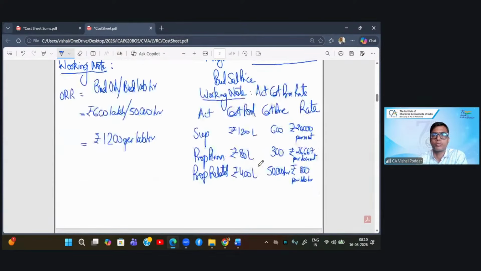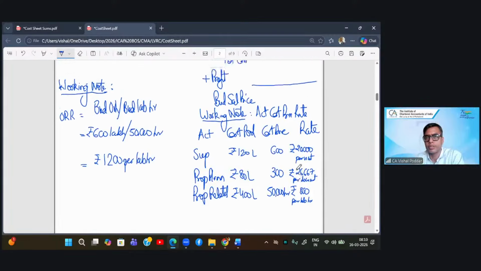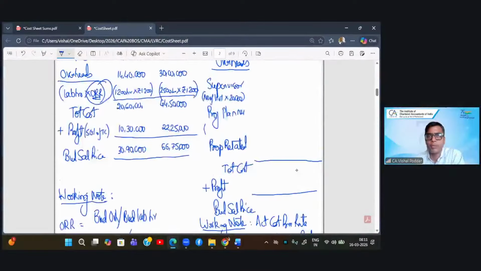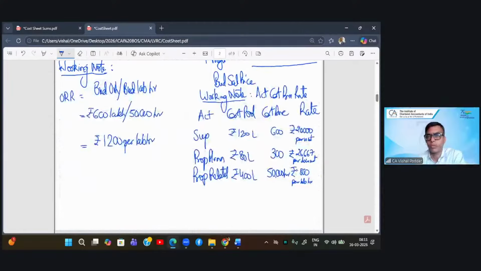Now we go to ABC. Now ABC, my overhead rates are 20,000, 26,667, and 800. So here I have to multiply the number of visits into 20,000. Correct? Here it is per what? Per document. So it is number of documents into 26,667. And here it is labor hours into 800. Correct? Yes.